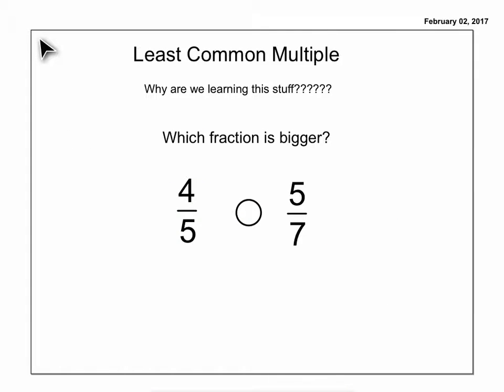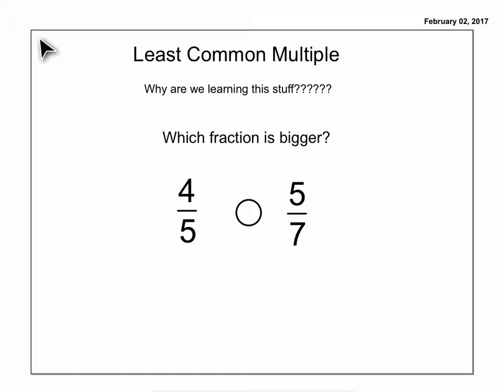All right, finally we're going to get to least common multiple. So why are we learning least common multiple? Well, least common multiple is helpful for deciding which fraction is larger or greater. So 4/5 and 5/7 are hard to tell which fraction is greater because they have different denominators. We need the same denominator in order to compare numerators.